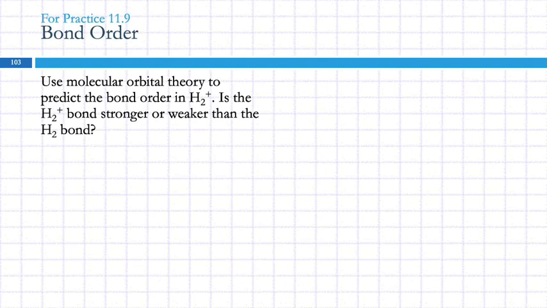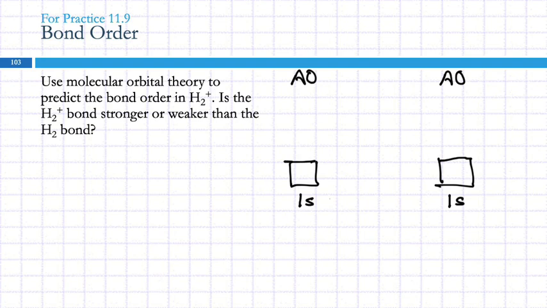So let's use molecular orbital theory to predict the bond order in H2+. So first I'm drawing the atomic orbitals. So these are the atomic orbitals. And in H2+, I'm going to have a hydrogen atom and hydrogen ion, because the positive charge comes about by losing an electron. So I've got one electron over here, and this guy has no electrons.